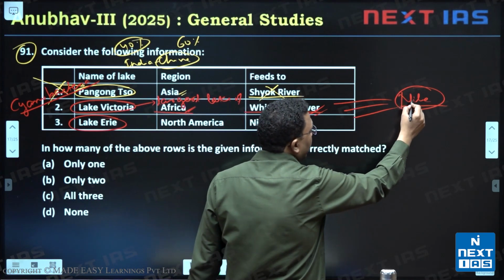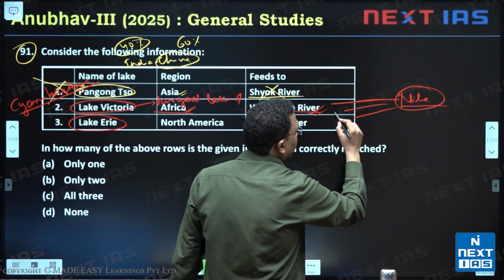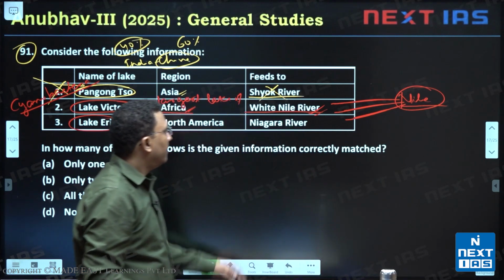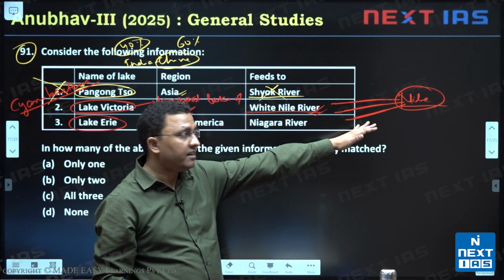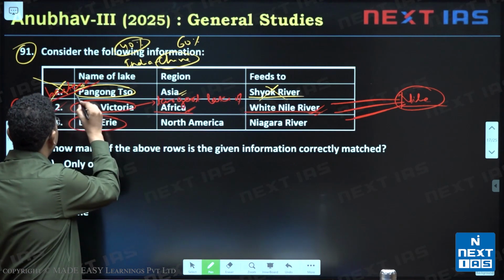And this Nile River is made up of three principal streams. First is White Nile, second is Blue Nile, and third is Atbara, right? So this White Nile is basically a principal stream of Nile River, and it is fed by Lake Victoria. So second is correctly matched.